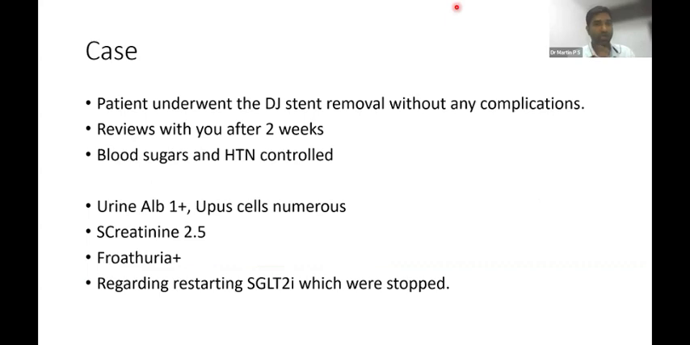So our patient underwent the DJ stent removal without any complication. Then the patient is reviewed with you after 2 weeks again. The blood sugars and blood BP are well controlled. The creatinine is around 2.5. Again, the urine albumin is showing 1+, and urine pus cells are numerous. There is proteinuria. So now we are planning to add our next armamentarium of diabetic kidney disease management, the SGLT2 inhibitor. It was stopped earlier when the patient became very sick. So now, whether or not to add the SGLT2 inhibitor.